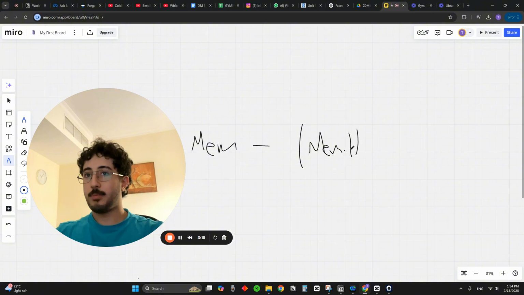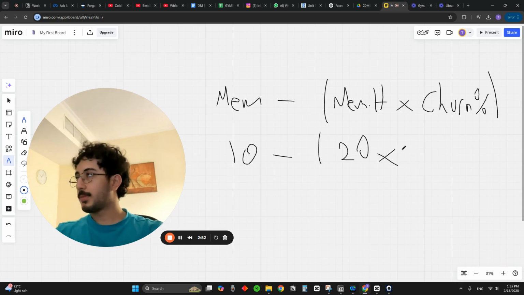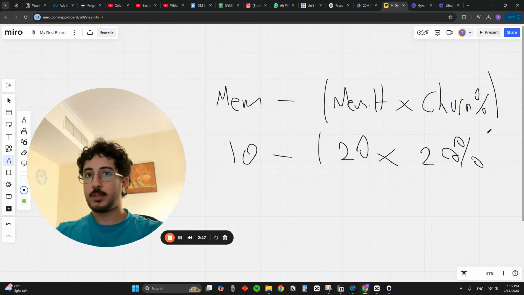Let's just call it MH, times your churn rate in percentage. This one has to be in percentage. Everything else doesn't. Hypothetical example, just like the one I was giving you. Let's say you acquire 10 members per month on average from your ads, from referrals, all that stuff. Then let's say you have 20 members, as I mentioned before as well. Let's say your churn rate is 20%.